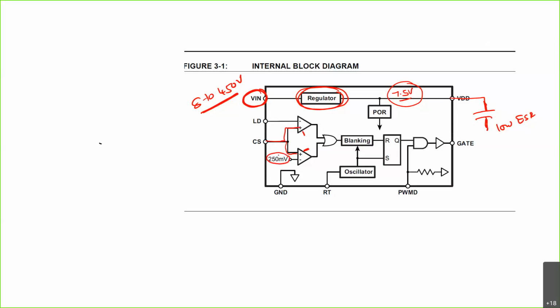One is this 250 millivolts, and another one is some external input. It may be greater than 250 millivolts or less. For example, in some cases, if 250 millivolts is high, maybe you can limit it to 0.2 volts.